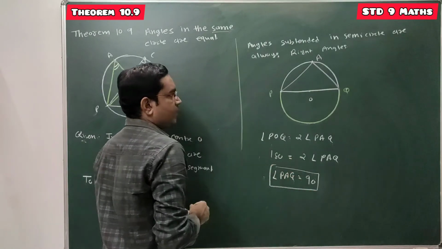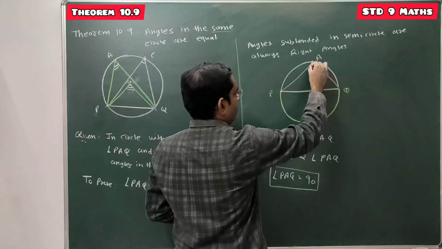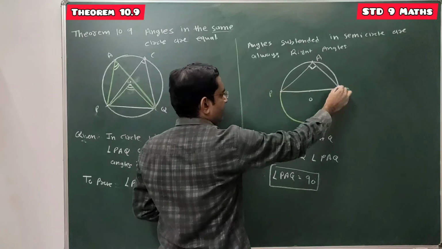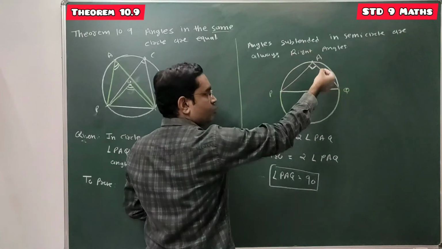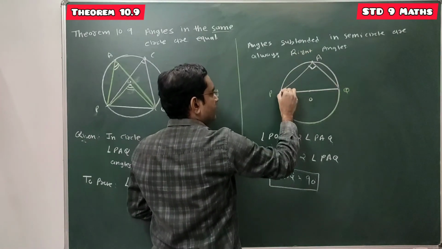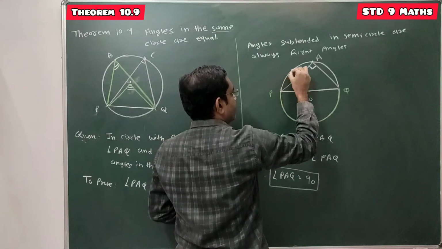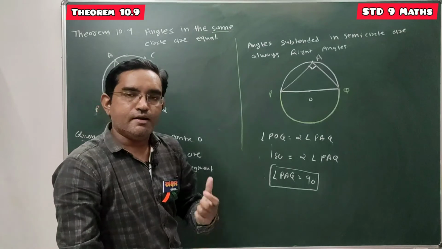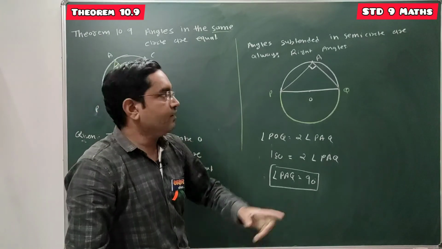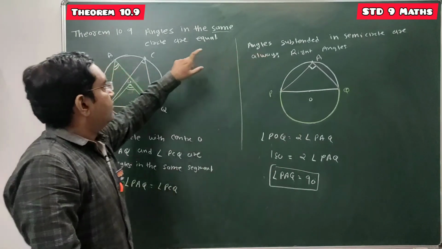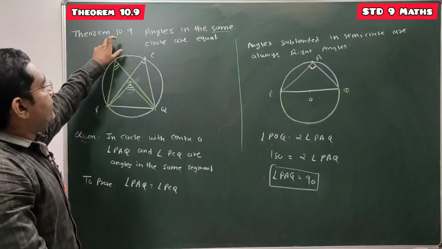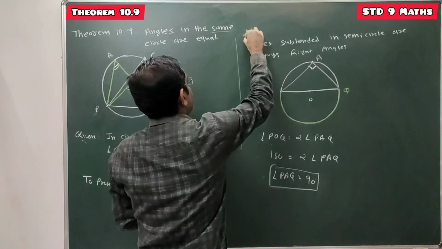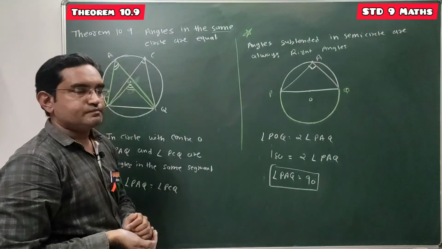Done. So what is angle PAQ? Angle PAQ is the angle subtended in a semicircle. Suppose this arc PQ is a semicircle arc, the remaining portion is also a semicircle. So here angle PAQ is the angle subtended in a semicircle. So any angle subtended in a semicircle is always 90 degrees. That is the converse of the statement of theorem 10.9. This is another most important statement that we will use in our numericals.